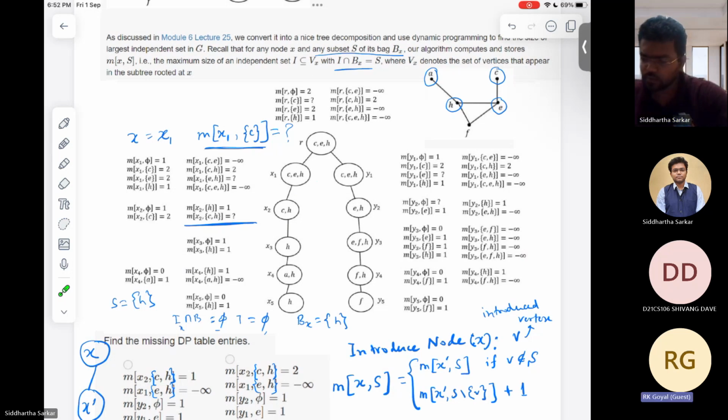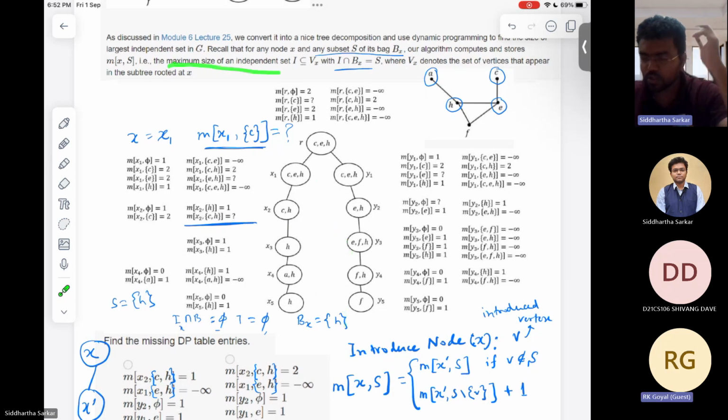But yeah, I have a doubt here. It's true that by using this formula we got this value as 2, but if we go by the definition, then how will we compute this value as 2? The definition which is given above in the problem formulation, that how do we compute the value of M of X comma S?